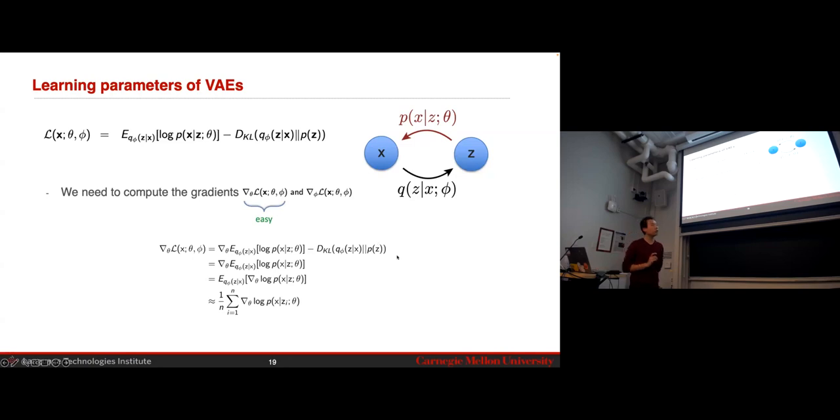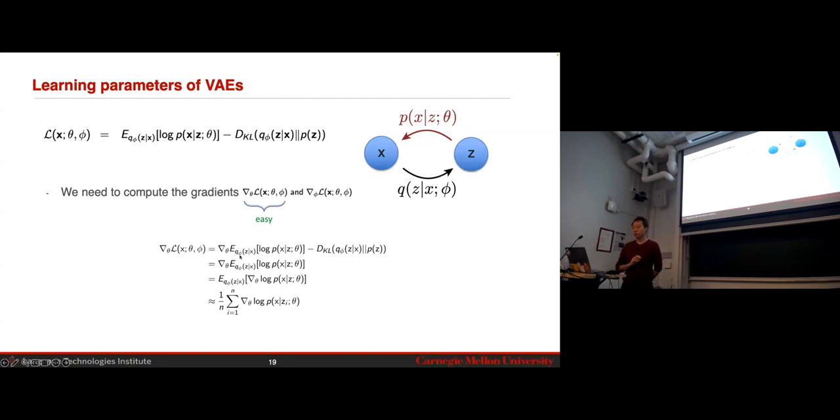First of all, the second term has nothing to do with theta. The second term is telling me how close my latent feature should be to a prior. That depends on the encoding process from data to latent features, so it depends only on phi. So I can throw the second term away.